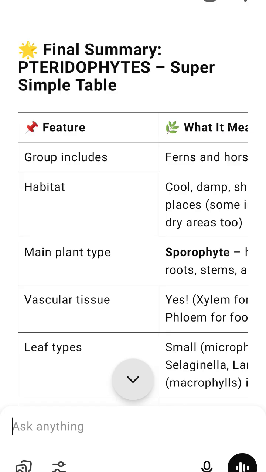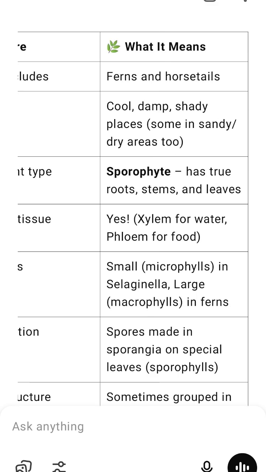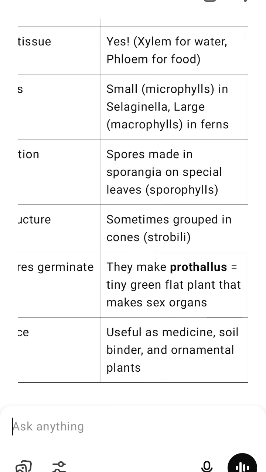Life cycle in simple steps. 1. Sporophyte, big plant, makes spores in sporangia. 2. Spores fall and grow into prothallus, tiny flat green plant. 3. Prothallus makes male and female sex organs. 4. Fertilization happens, needs water. 5. New sporophyte, main plant, grows from fertilized egg.